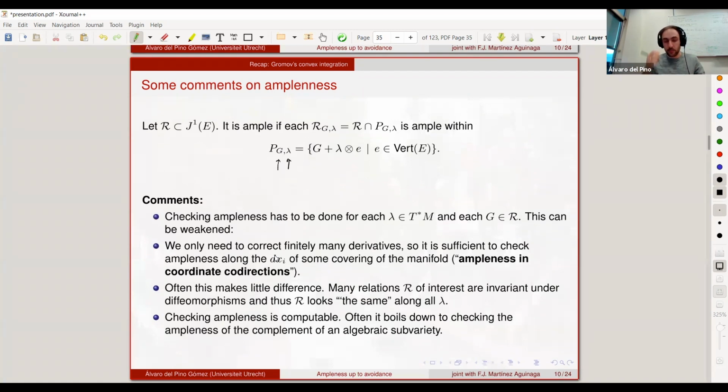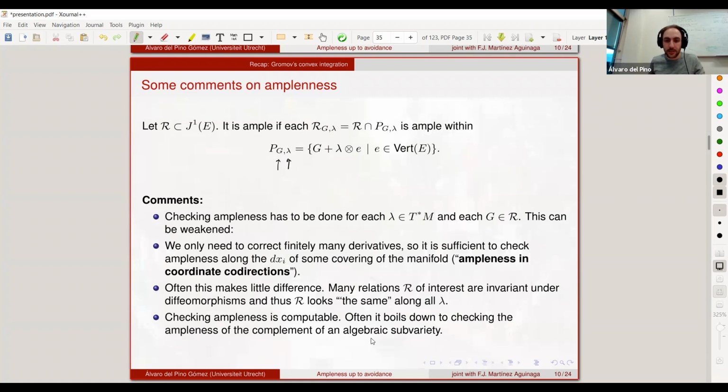in practice when you're working in geometric problems or maybe topological problems, your relations are diff invariant, which means that the relation looks the same in all directions. So in particular, it doesn't really matter what lambda you look at. You just have to check for every g. And also, if you are diff invariant, you don't have to check at every point because all points are kind of the same. So you just have to check all the g's at one point, which is still some work.